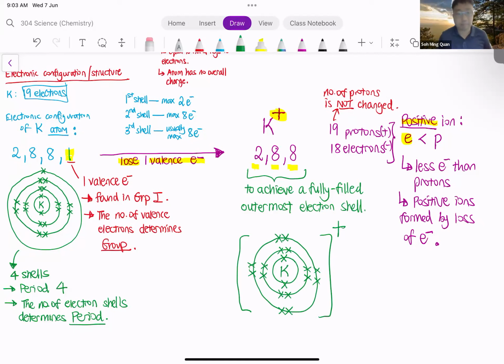Okay, so this summarizes how you can make use of the periodic table to find the electrons. Then you can work out the electronic configuration, meaning how it is arranged into shells. And based on the electronic configuration, we can work out three things: the group, the period, as well as whether it will lose or gain valence electrons. So this is an introduction to ions already. In an ion, the number of electrons is not the same as the number of protons. So in this case, you have fewer electrons than protons.